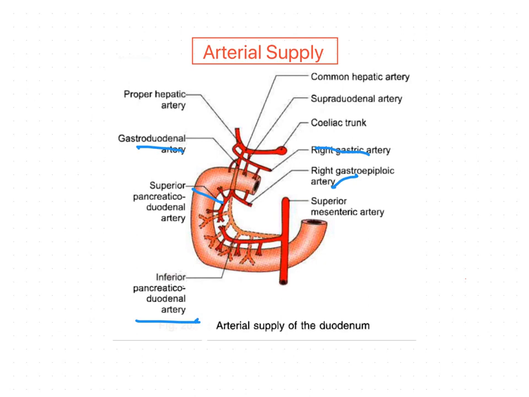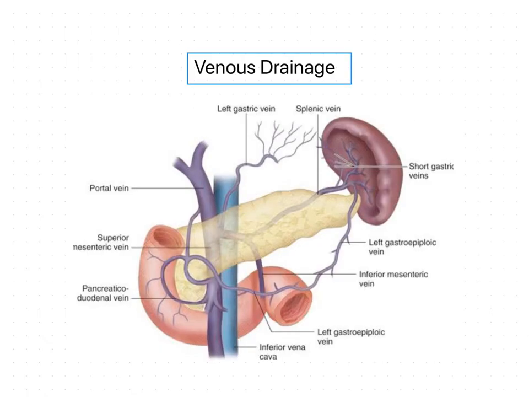Next comes the venous drainage. Normally the veins of the duodenum drain into the splenic, superior mesenteric and portal veins. Here you can see the portal vein, this one is the superior mesenteric vein, and another one is the splenic. Here you can find the splenic vein. So these will receive the impure blood.